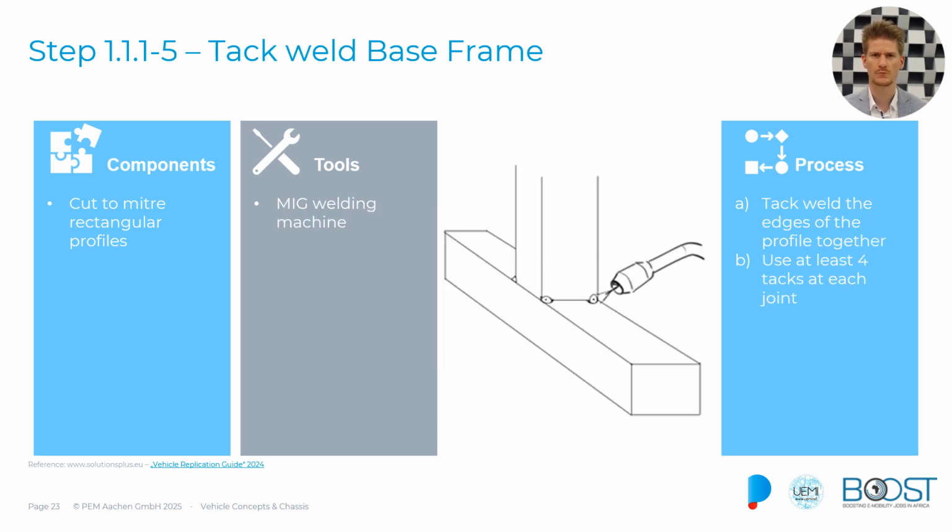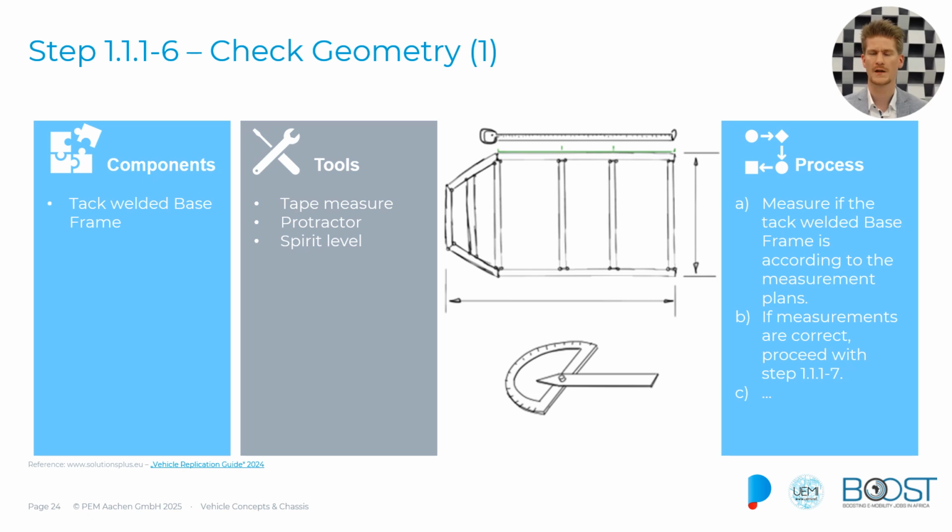In this step, we will then take the profiles and MIG weld the joints. We will do this only by tacking them in order to do some corrections afterwards if necessary. We will then check the geometry. For that we will use a tape measure, protractor, and spirit level, and check if everything is all right at this point.